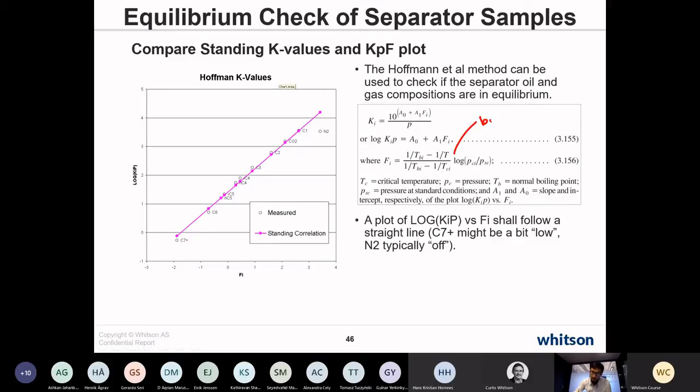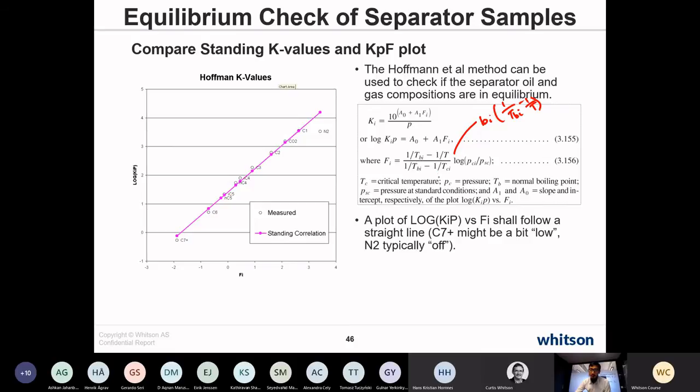Yeah, so yesterday we calculated Fi as 1 over TBI minus 1 over T. So that's the expression we used to calculate the Fi yesterday, and the FBI values for the different components were from the standing table that I showed yesterday. And then the boiling points were also from the standing table, and T was the separator temperature.